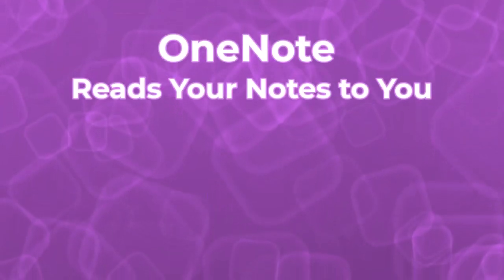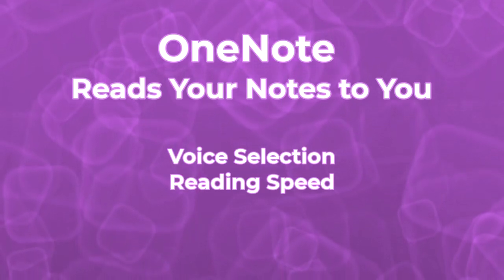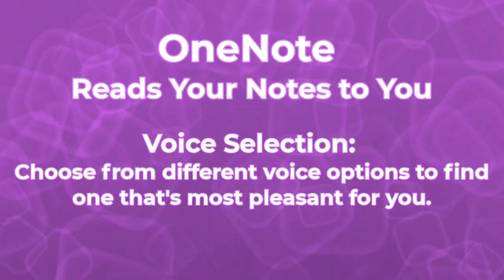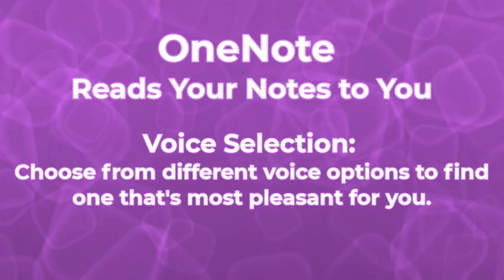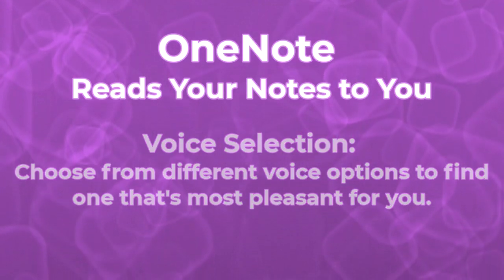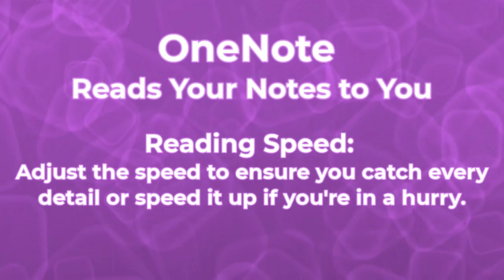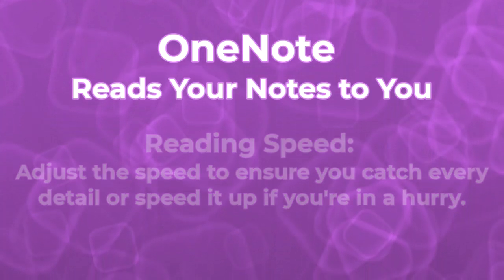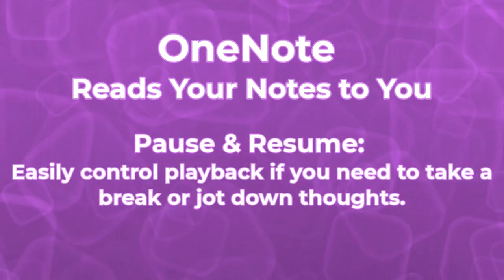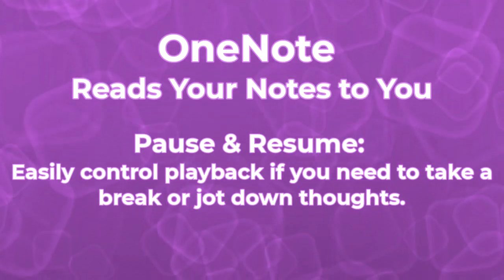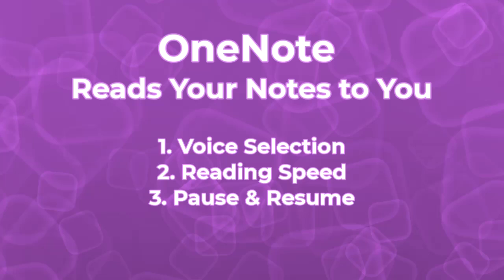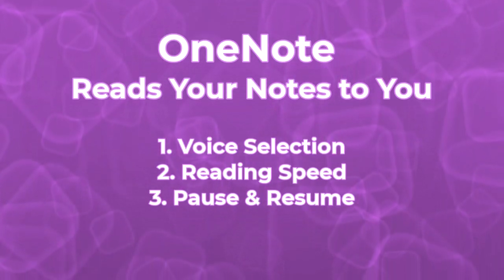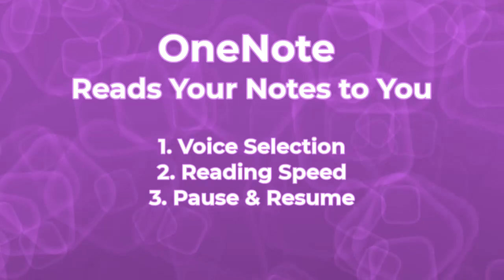OneNote doesn't just read your notes, it allows you to customize your listening experience. In OneNote, you can actually change the voice selection and the reading speed. So for the voice selection, you can choose from different voice options to find the one that's most pleasant for you. Reading speed. You can also adjust the speed to ensure you catch every detail, or speed it up if you're in a hurry. Pause and resume. You can easily control if you need to take a break or jot down some notes. In order to customize your listening experience, you have voice selection, your reading speed, and you can pause and resume anytime you wish.